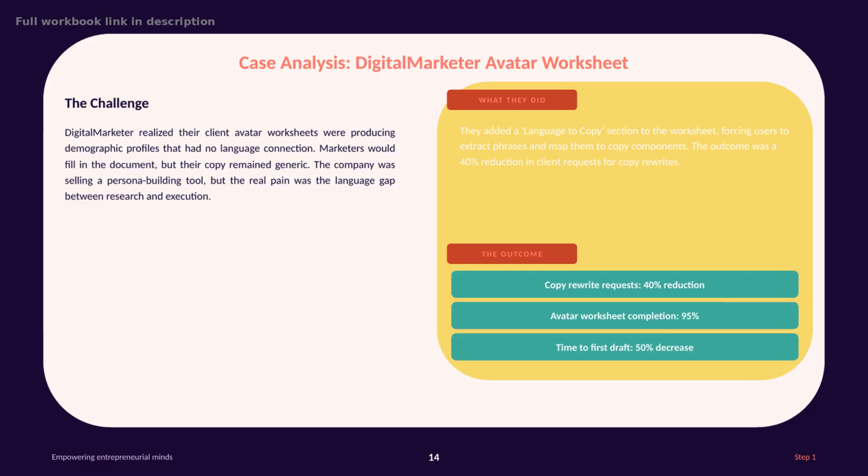So they added a language to copy section to the worksheet, forcing users to extract phrases and map them to copy components. The outcome was a 40% reduction in client requests for copy rewrites. Avatar worksheet completion hit 95%, and the time to first draft decreased by 50%. That's what happens when you close the gap between knowing and speaking.